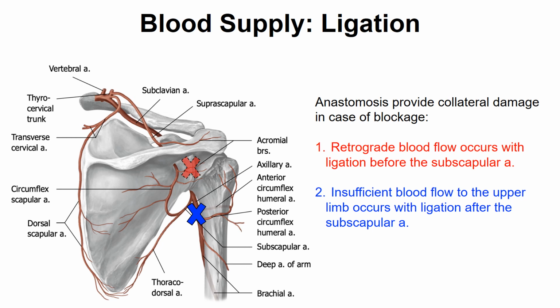Above or superior to subscapular will allow for retrograde blood flow and for blood flow to reach the rest of your arm, forearm, and hand. So keep that in mind.